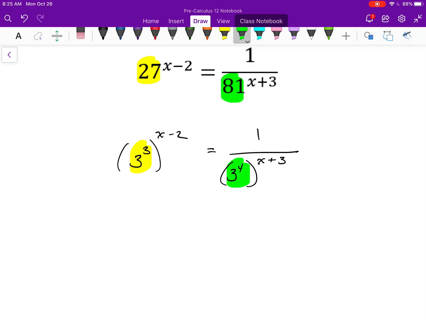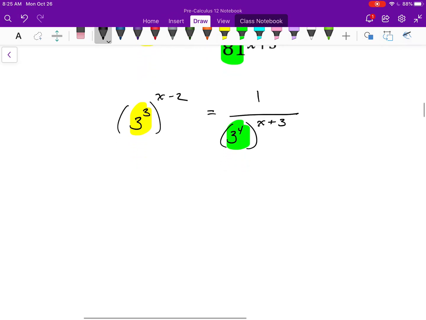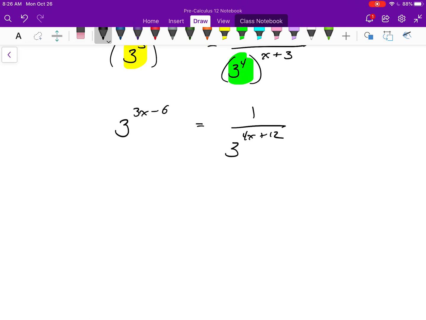All right, so what I can do now is, first on the left side, I have one power raised to another. I can write this as 3 to the power of 3x minus 6. On the right-hand side, I'll write it as 3 to the power of 4x plus 12. But I still have 3 in the denominator. If we think back to what negative exponents mean, which means division, which is what a denominator is, you're dividing by something, I can write this without a fraction. So 1 over 3 to the power of 4x plus 12 is the same as 3 to the power of negative 4x plus 12.